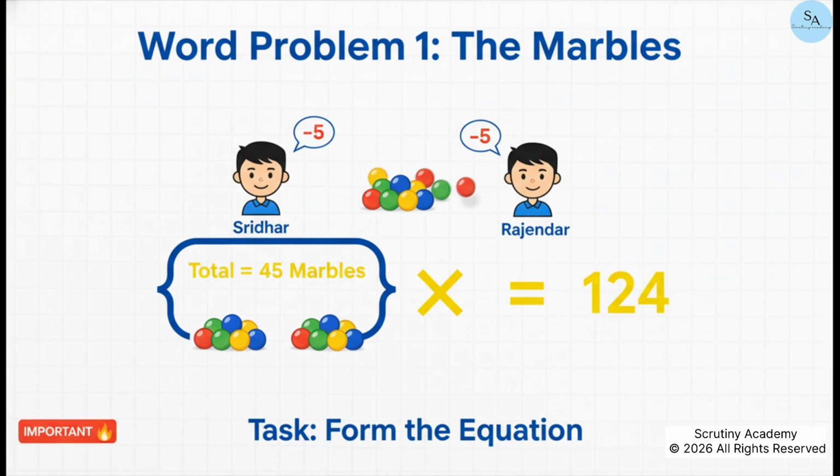Okay, let's practice with our first problem. We've got Sridhar and Rajender. Together, they have 45 marbles. Now, they both lose 5 marbles each. After that, if you multiply the number of marbles they each have, you get 124. Our job is to turn the story into an equation.